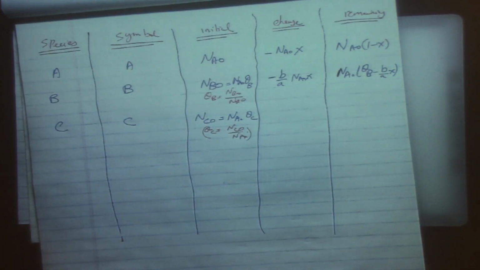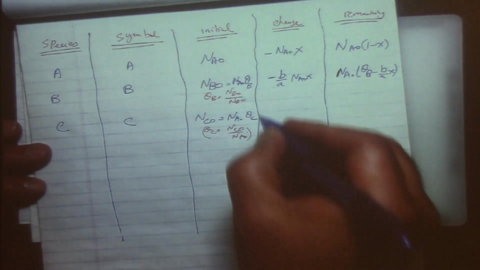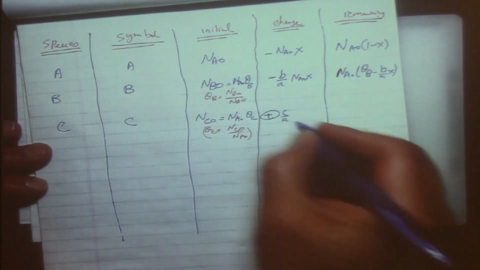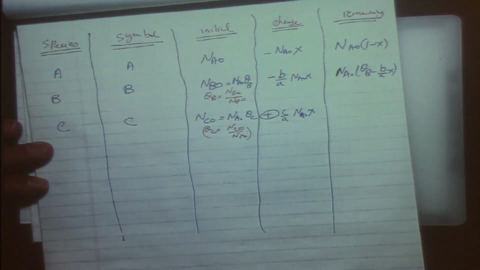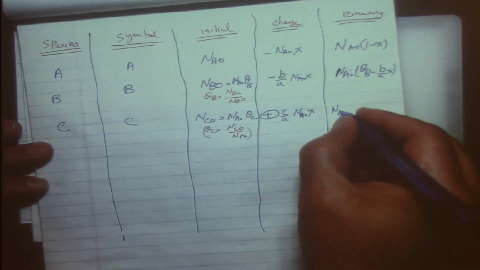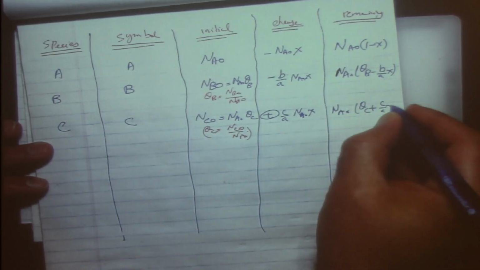Okay, so how much of the change we have for C is produced. C over A times NA0 X, because it's the product. So it's C over A, again positive, times NA0 X, and obviously the result would be NC is equal to NA0 times theta C plus C over A X.